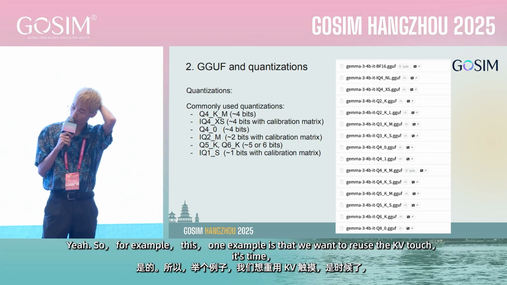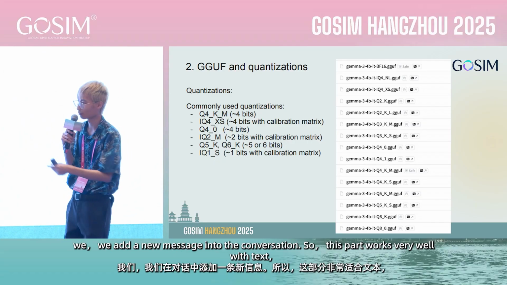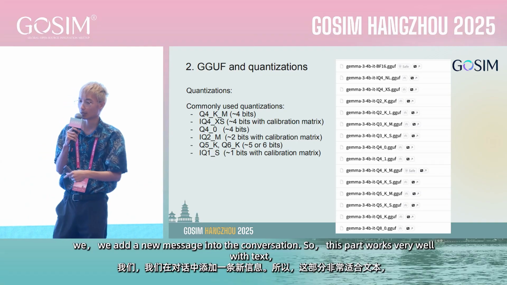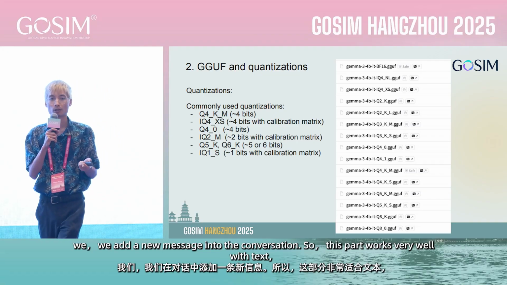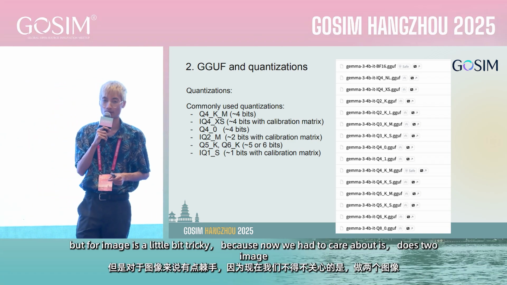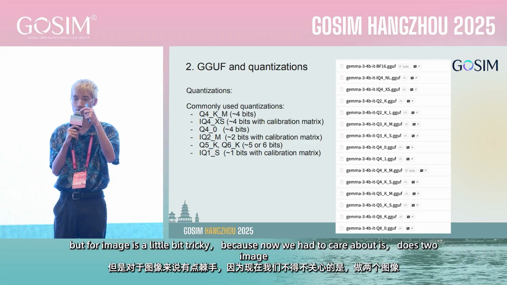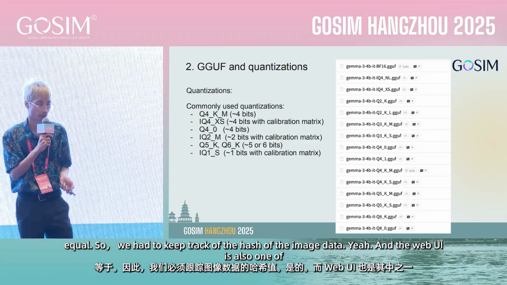Yeah. So for example, this is one example where we want to reuse the KV cache each time we add a new message into the conversation. This works very well with text, but for images it's a little bit tricky because now we have to care about whether two images are equal. So we have to keep track of the hash of the image data.